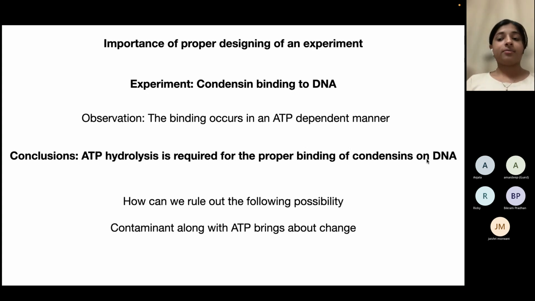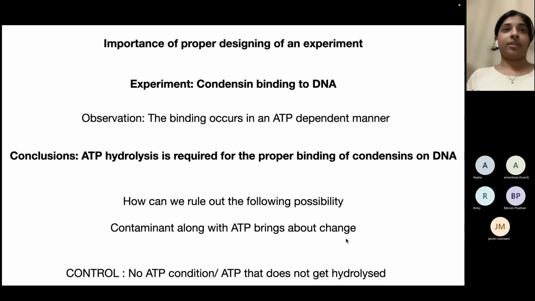However, it is still possible that it is not ATP but other contaminants present along with ATP that bring about the change, or it is not ATP hydrolysis, it's just plain binding of ATP that is causing some conformational change that leads to this. So in order to rule this out, proper control experiments need to be set up.